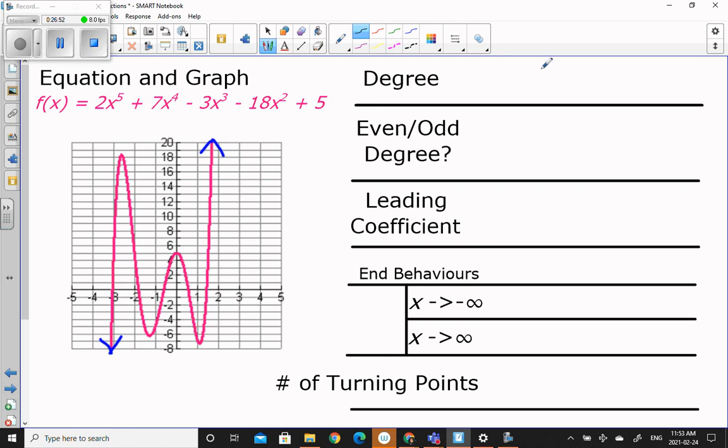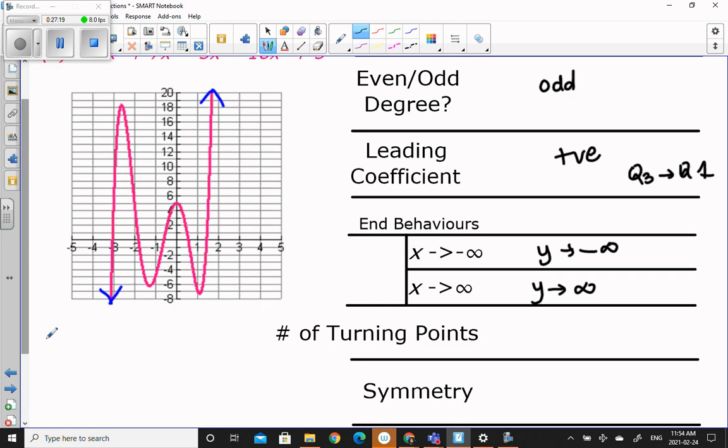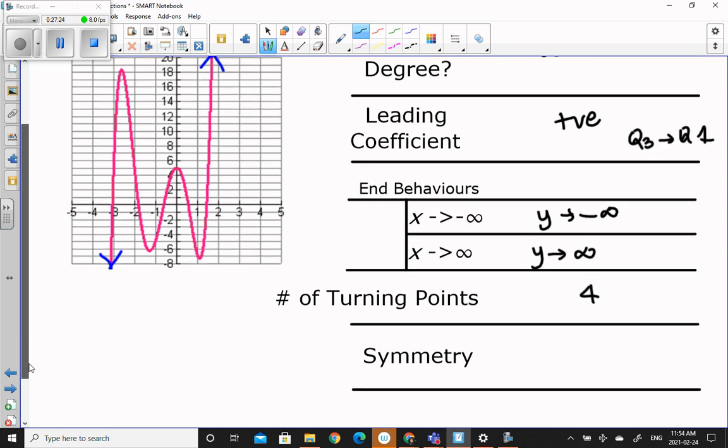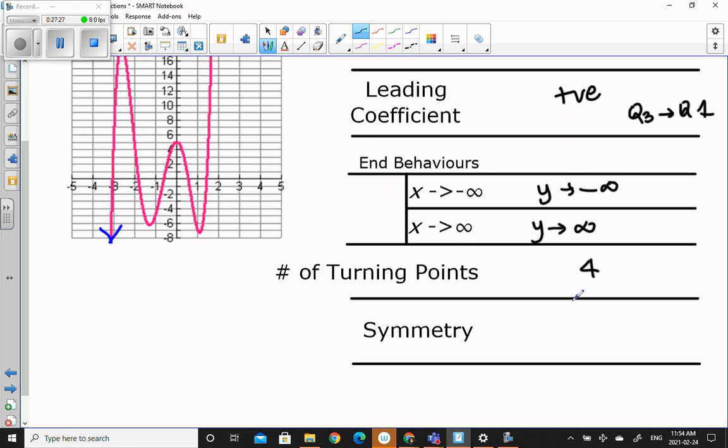Here you have a degree 5. So it's an odd number, odd degree function. Leading coefficient is positive. So it's like your y equals x graph that goes from quadrant 3 to quadrant 1. And end behavior, x becomes more positive, y becomes more positive, and x becomes more negative, y becomes more negative. So it has the opposite end behaviors. And it has 1, 2, 3, 4 turning points. N minus 1, degree 5, and 5 minus 1, 4 turning points. You'll find that its symmetry is also none. It's neither odd nor even when you work out f of minus x.